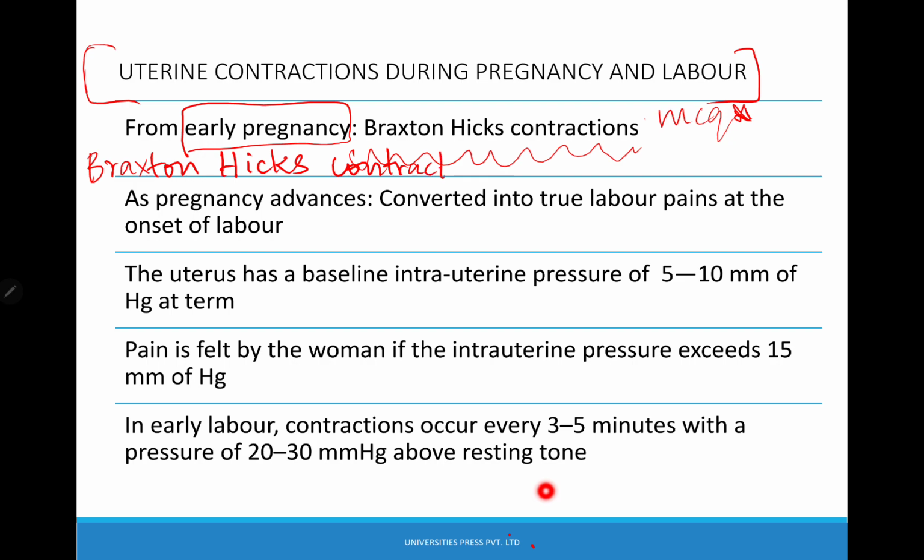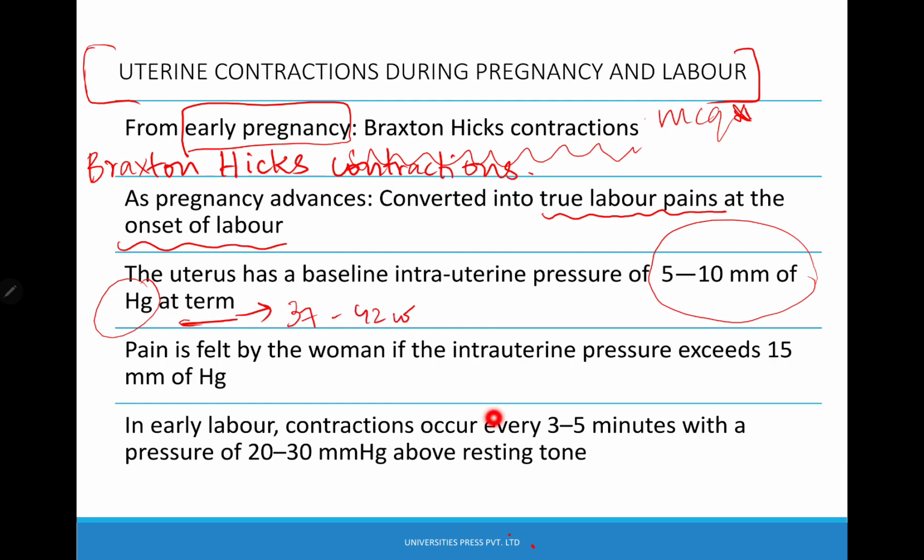Braxton Hicks contractions. These uterine contractions during early pregnancy are otherwise known as Braxton Hicks contractions. As pregnancy advances, they are converted into true labor pains at the onset of labor. The uterus has a baseline intrauterine pressure of around 5 to 10 mm Hg at term. Term means 37 to 42 weeks of gestation.